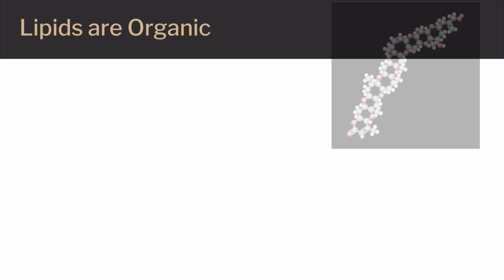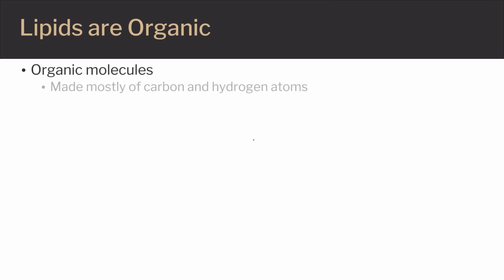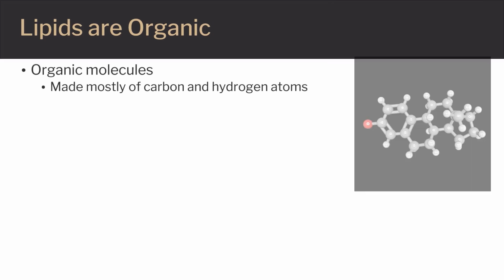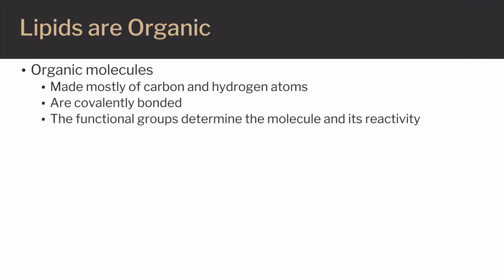Lipids are organic. Organic molecules have a carbon-based skeleton. This means that the core of the molecular structure is primarily composed of carbon. Organic molecules also contain hydrogen atoms and usually contain oxygen as well. These types of molecules are covalently bonded and have functional groups that determine what type of lipid it is and how it reacts with other molecules.